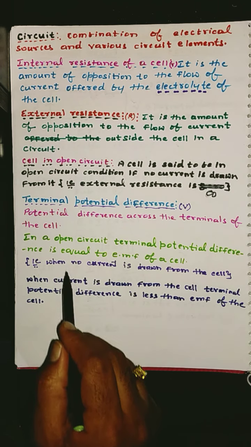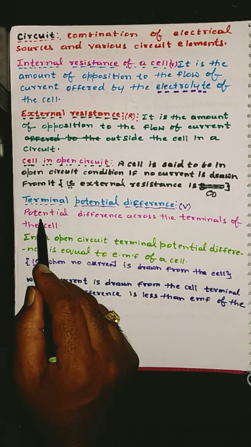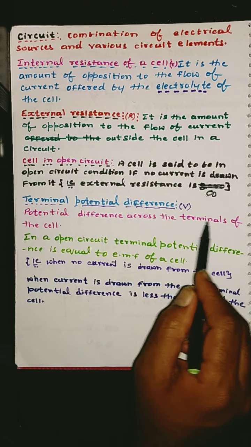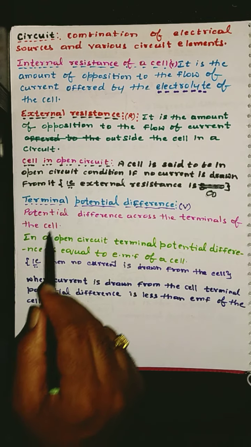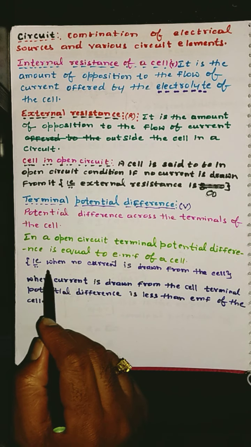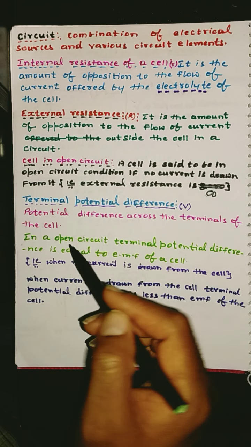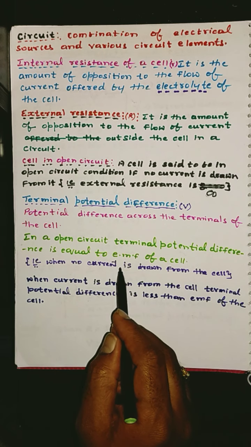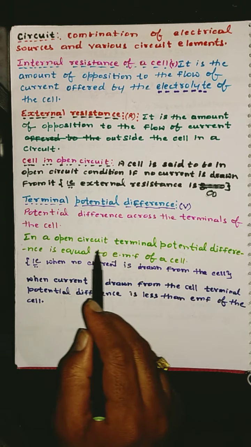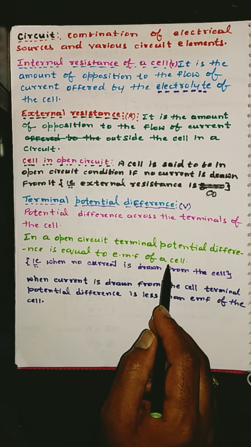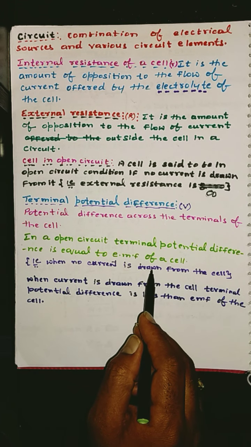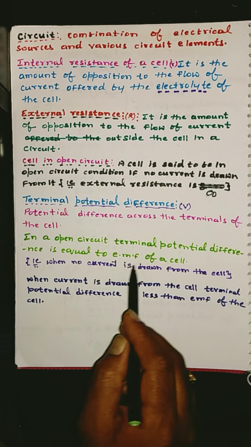See, these two points are very important. Potential difference across the terminals of the cell is what is called terminal potential difference. But in an open circuit condition, that is when external resistance becomes infinity, the terminal potential difference will be equal to the EMF of the cell. In fact, mathematically also we will be proving this.